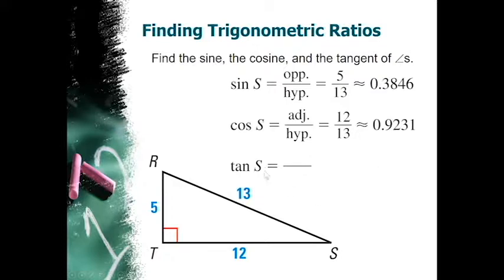And then finally for angle S, we could find the tangent. Tangent is opposite side or opposite leg over adjacent leg. So our opposite leg here is 5. Our adjacent leg is 12 from angle S, which would give us a 5 over 12, which simplifies down to 0.4167.